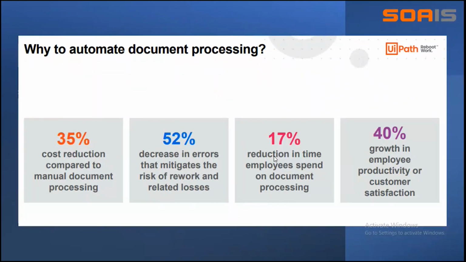According to the UiPath survey, we have got a 35% cost reduction compared to manual document processing, a 52% decrease in errors that mitigates the risk of rework and related losses, a 17% reduction in time employees spend on document processing, and 40% growth in employee productivity and customer satisfaction. Definitely, errors have decreased 52% because when we are doing it manually, there might be chances where we make some mistake in typing. But when we are using a bot, that's not going to happen at any point of time for sure.